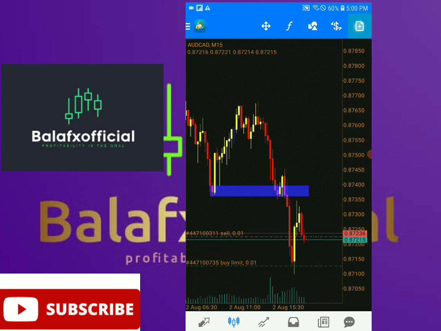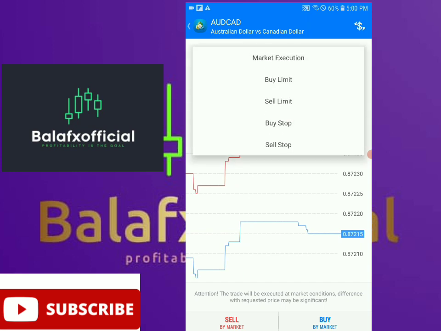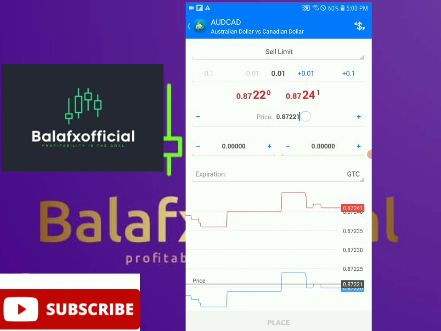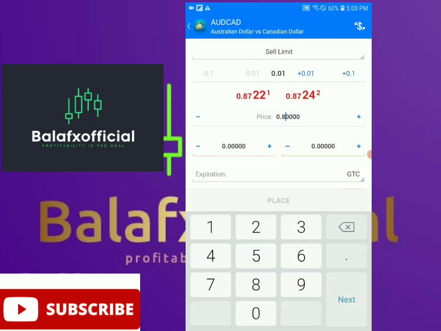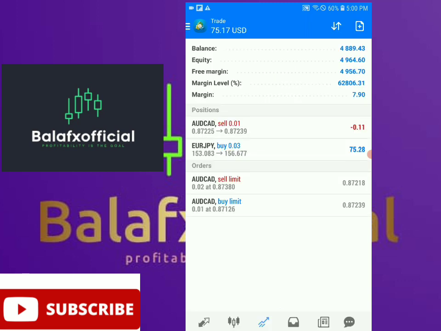For sell limit, you go to market execution, sell limit. Here you put the price, 87380. Then here is lot size. You want to use 0.01. Then here is 0.02. You place your order, sell limit.